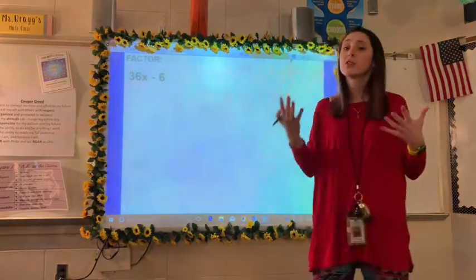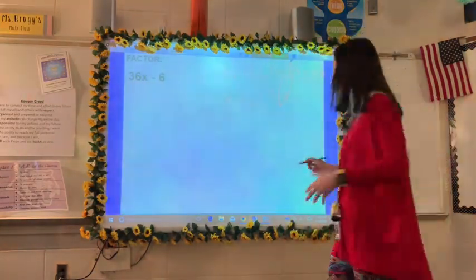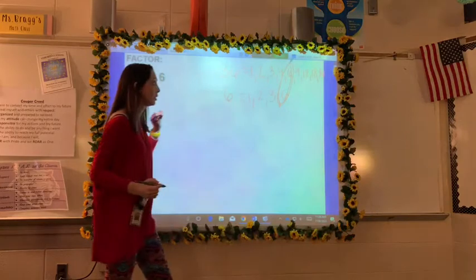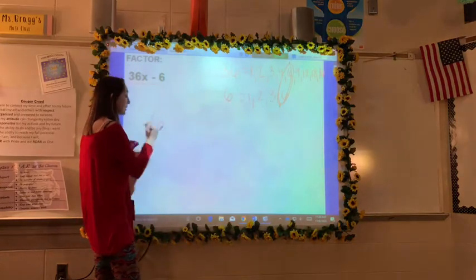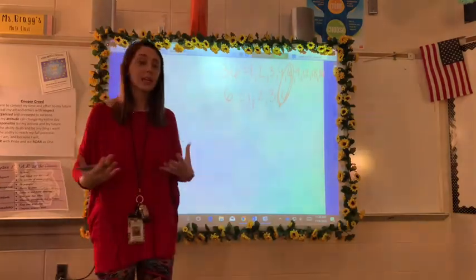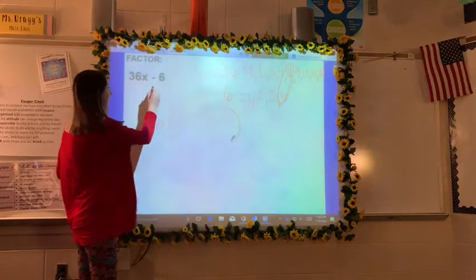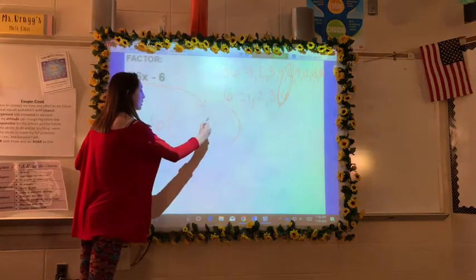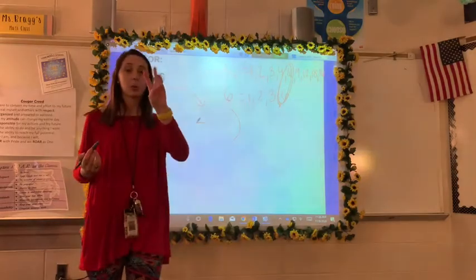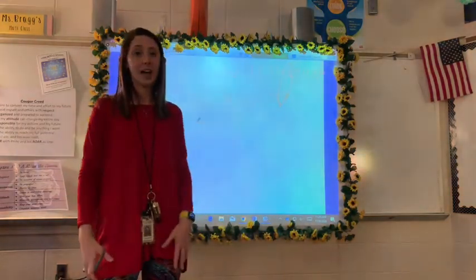So now we have to go through those steps that I told y'all to write down before. So we want to pull out the greatest common factor. So that's 6. We want to create a set of parentheses. We want to bring the sign down. So that was step 1, 2, and 3. And then lastly, we want to divide, okay?